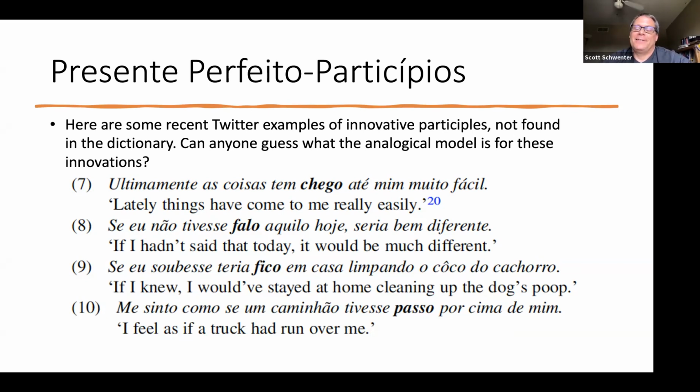I just saw a dissertation on that, and it was comparing Maranhão and Sao Paulo, and there was way more of that in Sao Paulo than in Maranhão. For sure, yeah.